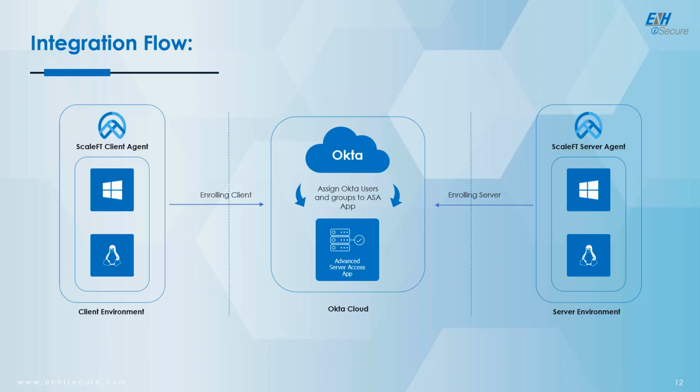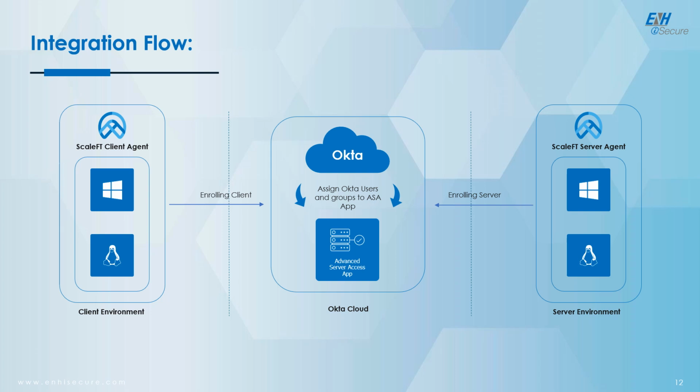To start securing our servers with ASA, the first step is to sign up for an ASA team on the ScaleFT website. Next, in the Okta admin console, we create an ASA application from the Okta Integration Network. Once this is set up, we can assign the right user groups from Okta to the ASA app. Then to enroll the servers, we create a project in the ASA dashboard. This project will help us organize servers based on their access needs. Inside the project, we generate an enrollment token and copy it. This token will be used to enroll the server.